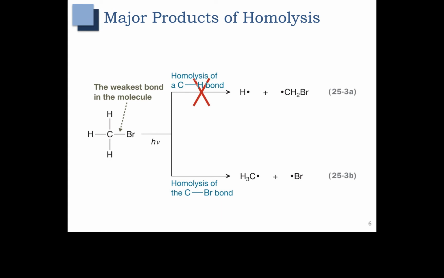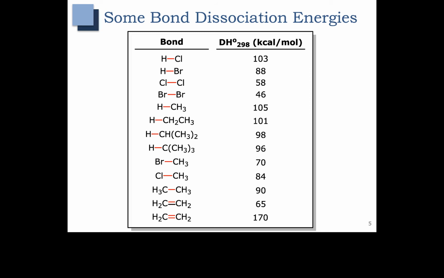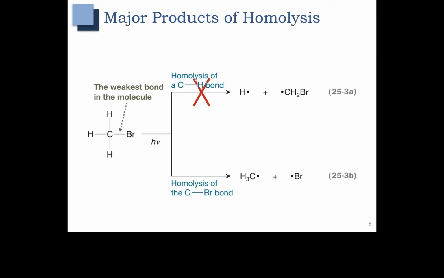When we look at the major products of homolysis or homolytic cleavage, we often see that the weakest bonds in the molecules are the ones that are going to break. So in this case, we see that a carbon-bromine bond is breaking. Let's go back to the previous table and look at the bond dissociation energy for a carbon-bromine bond as opposed to a carbon-hydrogen bond. The carbon-hydrogen bond is here at 105, and the carbon-bromine bond is here at 70. So 70 kilocalories per mole is the smaller bond dissociation energy.